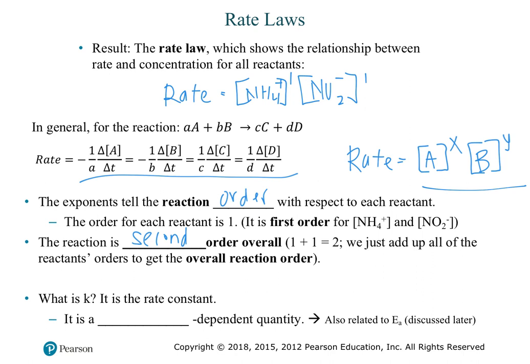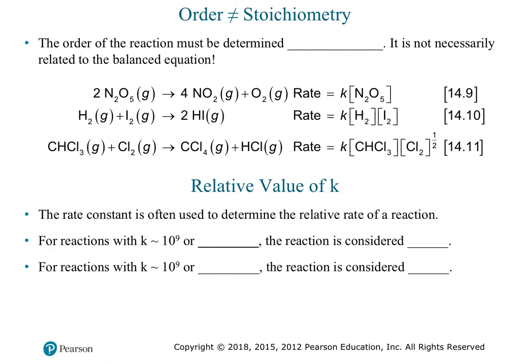And I forgot the k value. k goes up front. This is the reaction rate constant, and it is a temperature-dependent quantity that helps us normalize our reaction rate. We'll be gathering it with reaction rate experimental data. So, like I said, the order of the reaction must be determined experimentally. This is very important.